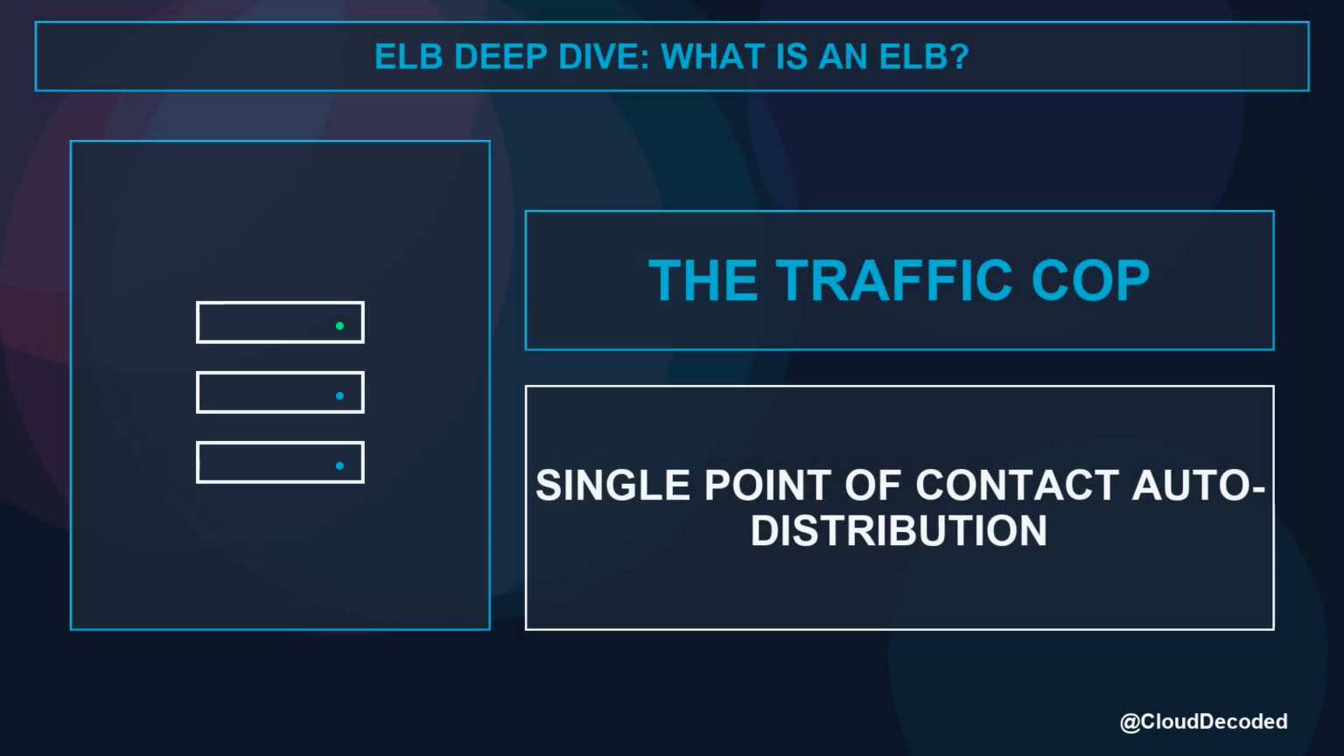AWS Elastic Load Balancer, or ELB, acts as the single point of contact for all incoming web traffic. It sits in front of your application servers and automatically distributes requests across multiple targets, like EC2 instances, containers, or IP addresses. It ensures that no single server is overwhelmed while others sit idle.